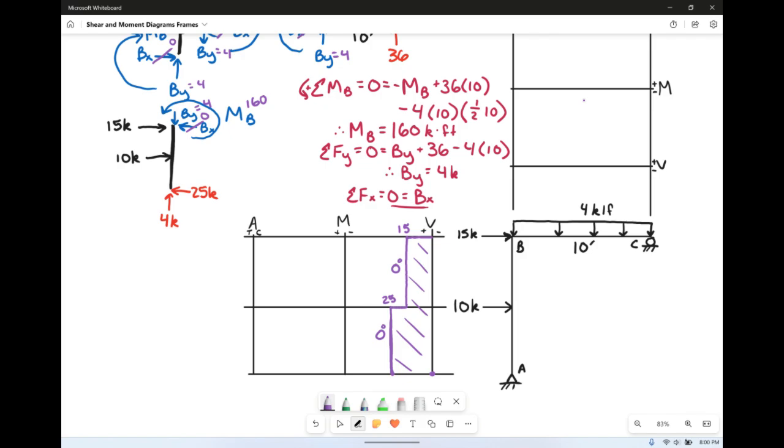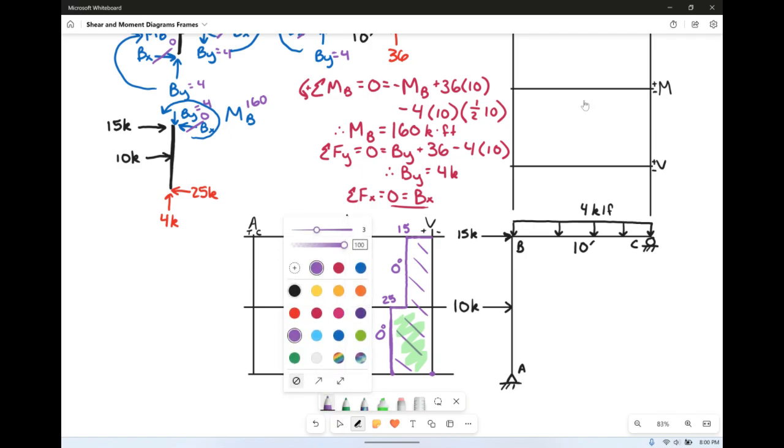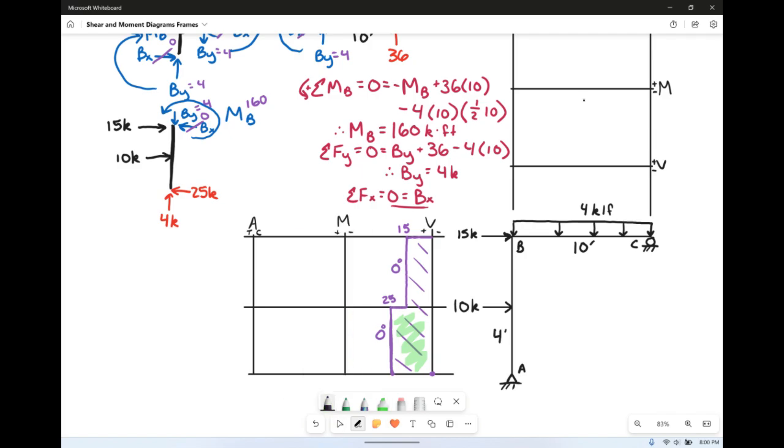Then we've got our moment diagram. And the moment diagram is the area under the curve. So the area under this first curve here is the base times the height, the base being, probably should have written that down, 4 feet. 4 feet there. So this is going to be 4 times 25. That's going to take us up to 100.